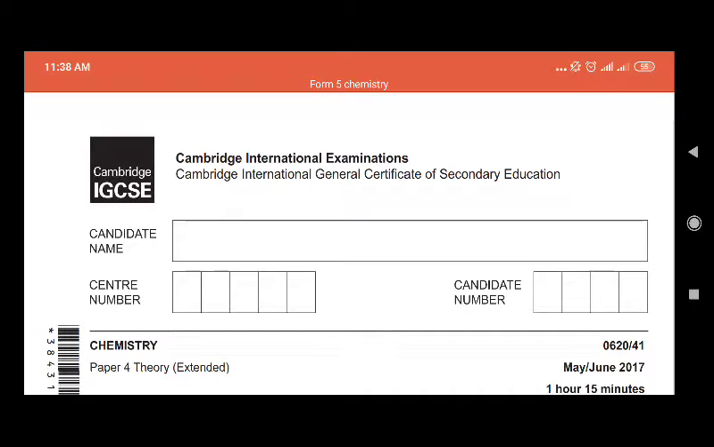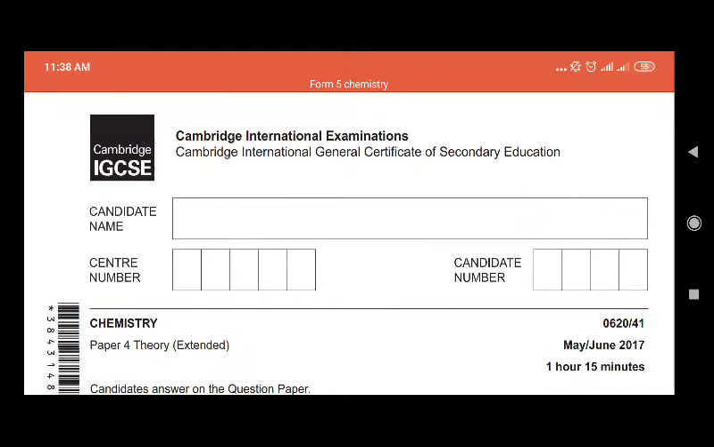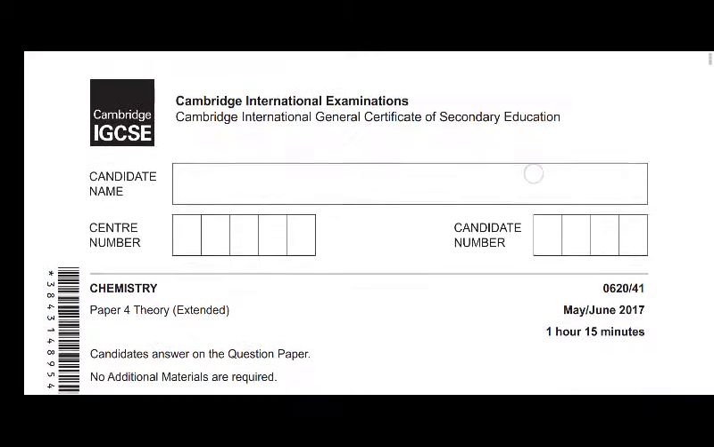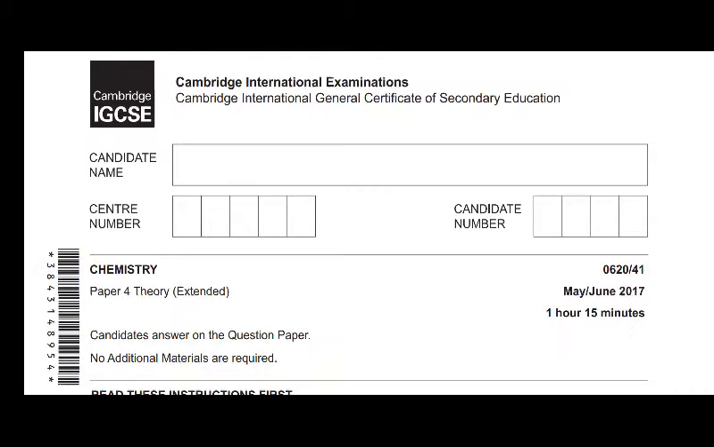So last time we were looking at covalent compounds. Today we'll proceed with something a little bit different. What I want us to do today is look at examinations. I want us to look at some exam papers.